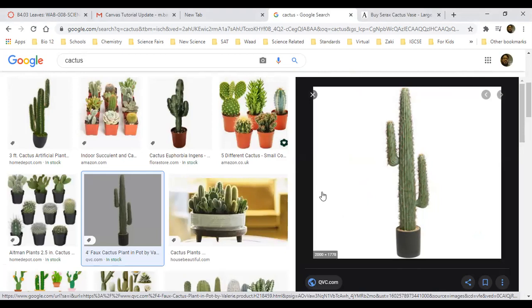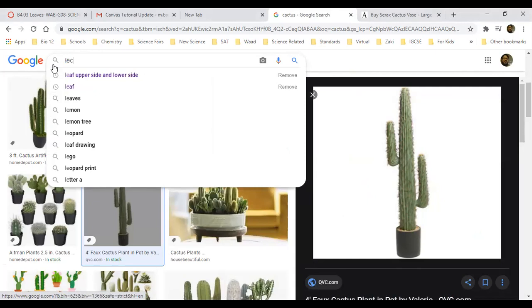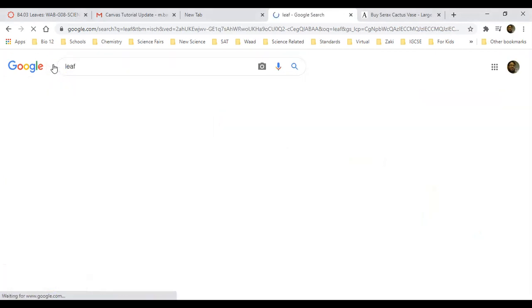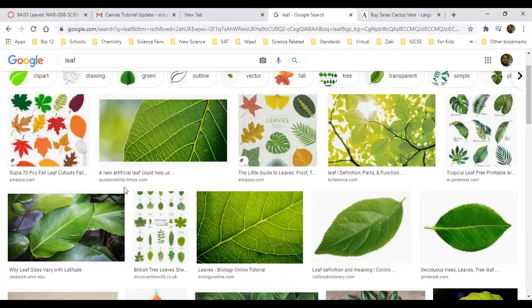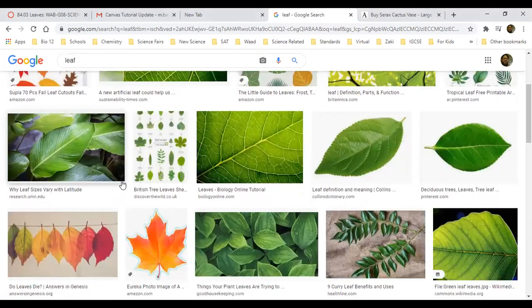Leaves have to look like this. Like this. Like this. These are leaves. Yes, Mr. I know that's a leaf. So what happens to the cactus is they roll up their leaves and they become like a pointed thorn.